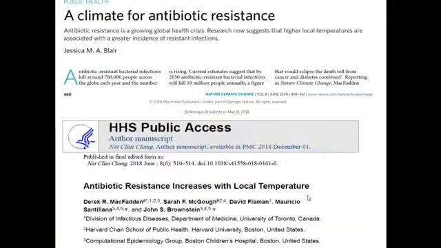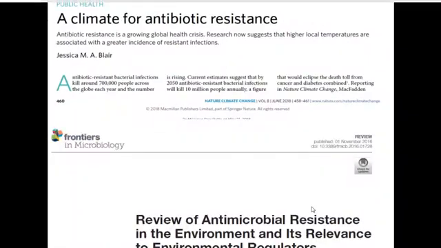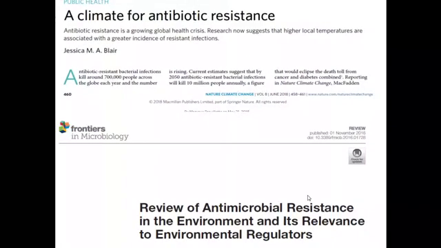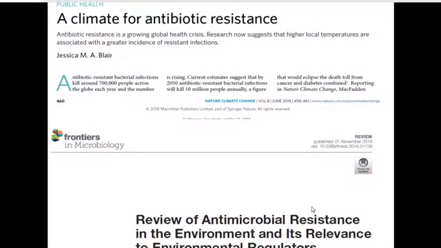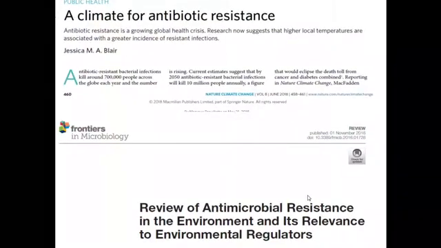worldwide. So a climate for antibiotic resistance, what already happened, antimicrobial resistance of the environment and its relevance to environmental regulators. So climate change completely changes the behavior of microbes, either bacteria or fungi. We are suffering a lot from that. All of them are not controlled by antibiotics or antifungals. So it is a big problem right now for all of us.